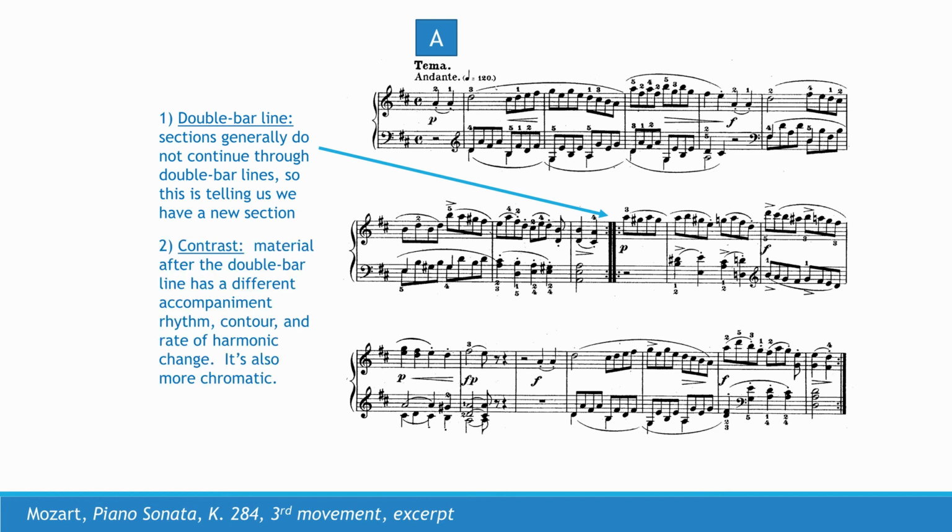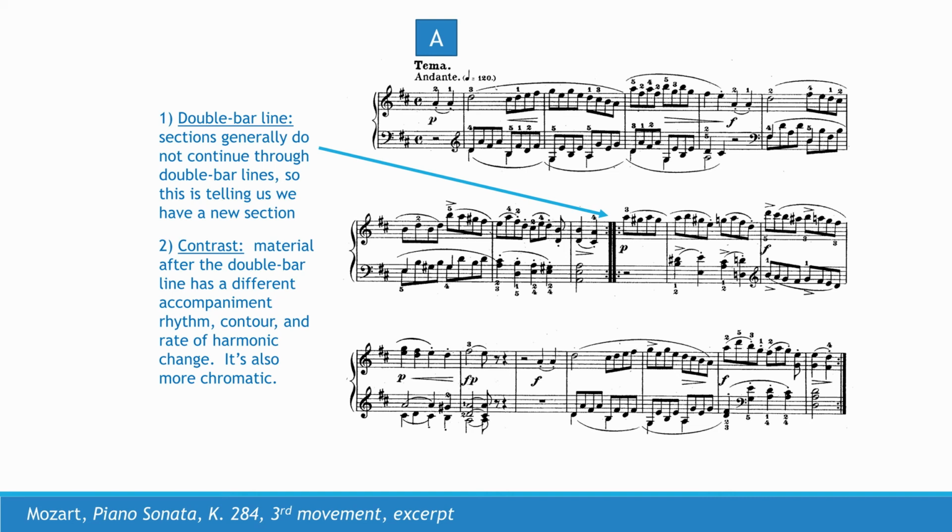There's some other things happening at this location, and that's that there's pretty significant contrast between the material after the double bar line and the material before it. The material after the double bar line has a different accompaniment rhythm. We're now working mostly quarters and eighths instead of almost exclusively eighths. It has a different contour, a descending pattern instead of more of a rising melody. And it has a different rate of harmonic change. The harmonies are changing almost every quarter note rather than lasting a half note. It's also significantly more chromatic. We can see G sharps, D naturals, A sharps as we proceed through this music. So all of these elements are telling us that this is contrasting.